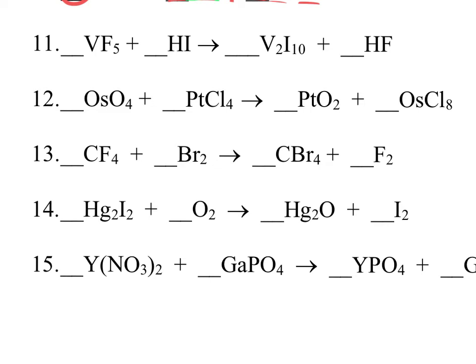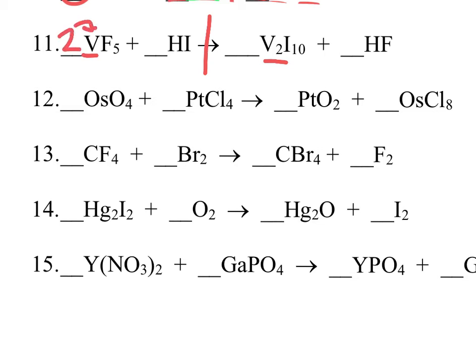Coming to number 11, I've got reactants and products broken up. Here we go. VF5 reacts with HI to yield V2I10 plus HF. Wow, so we got a lot going on here. Let's see what we do here. Well, I'll start with something simple. Vanadium, there's 1 and 2 on both sides, so let's equal that out.